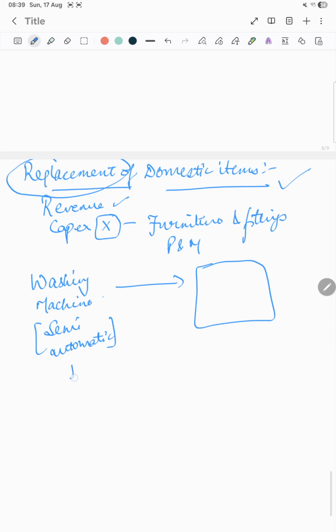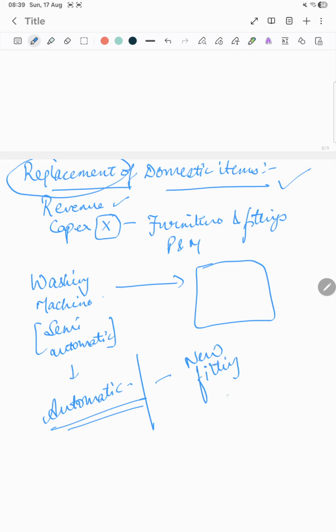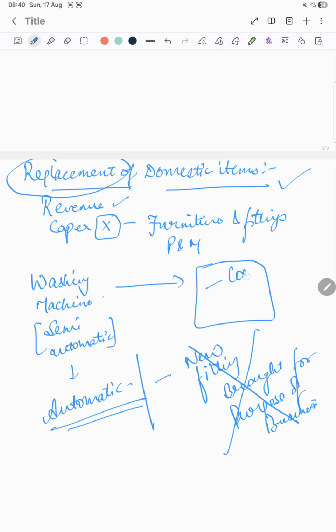But if the landlord has bought another machine, let's say a fully automatic machine now, then it's not a replacement of the original one, rather, it is a new fitting bought for the purpose of business. So this will not be allowed. And here, if the same one is replaced, then the cost of the new one will be allowed as a deduction.